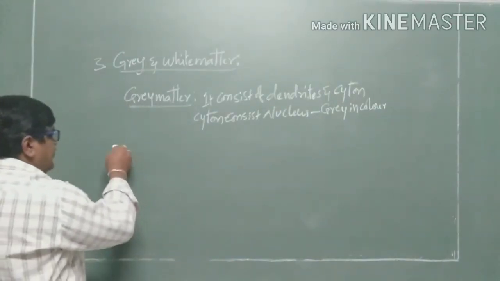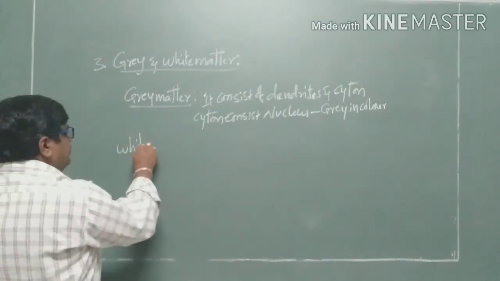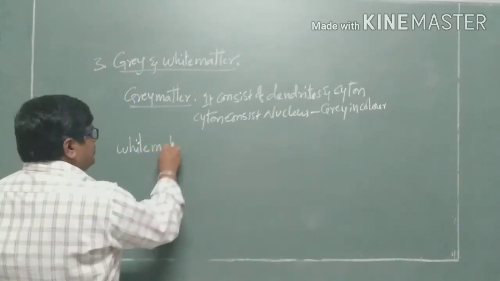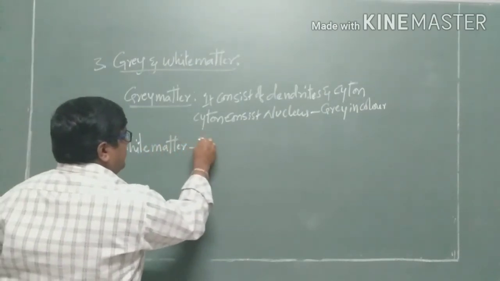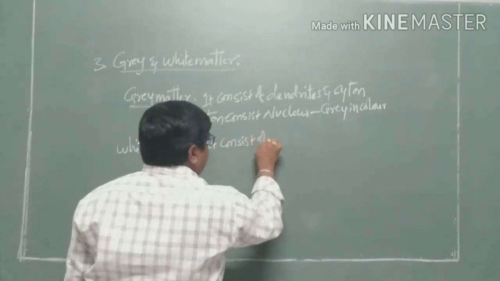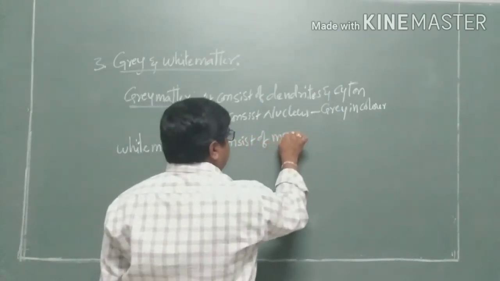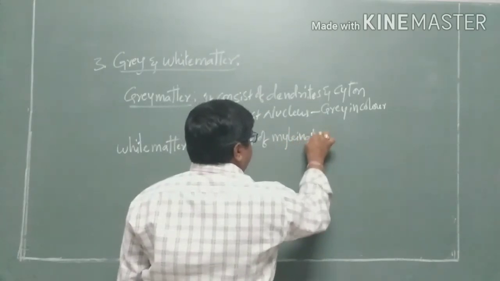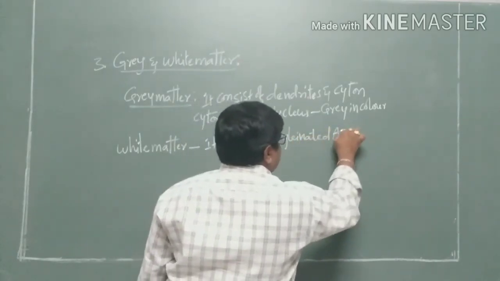And the white matter consists of myelinated axons.